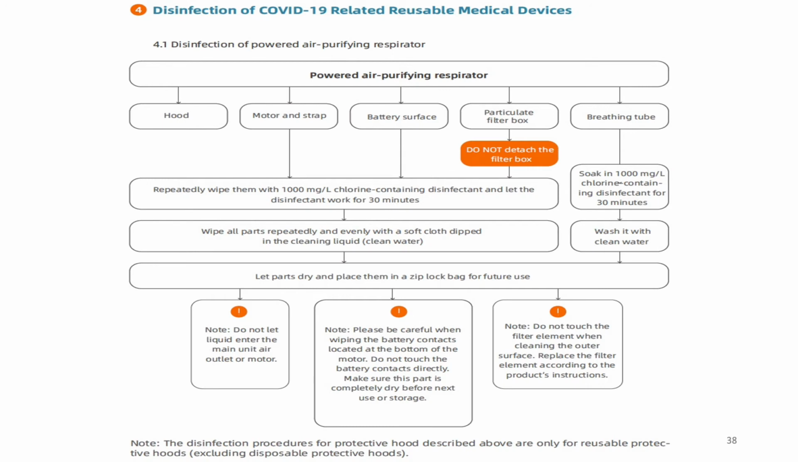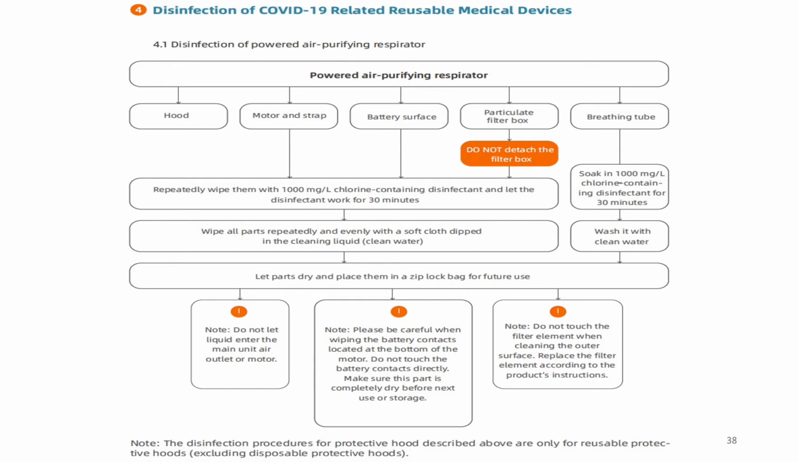So for the motor and strap and battery surface, you repeatedly wipe them with 1,000 milligram per litre chlorine-containing disinfectant and let the disinfectant work for 30 minutes. And for the particulate filter box, you do not detach the filter box and you repeatedly wipe them with 1,000 milligram per litre chlorine-containing disinfectant and let the disinfectant work for 30 minutes.